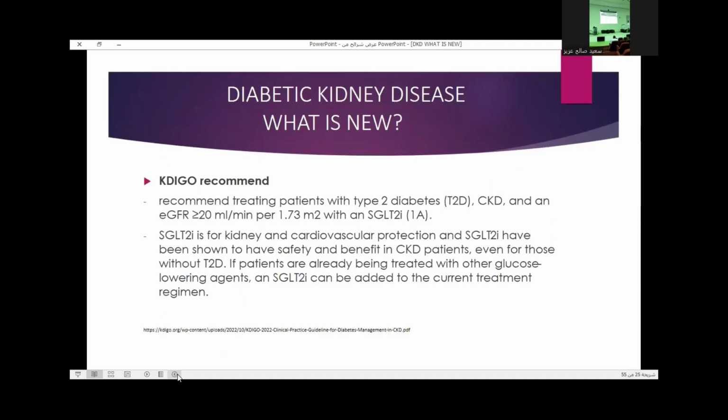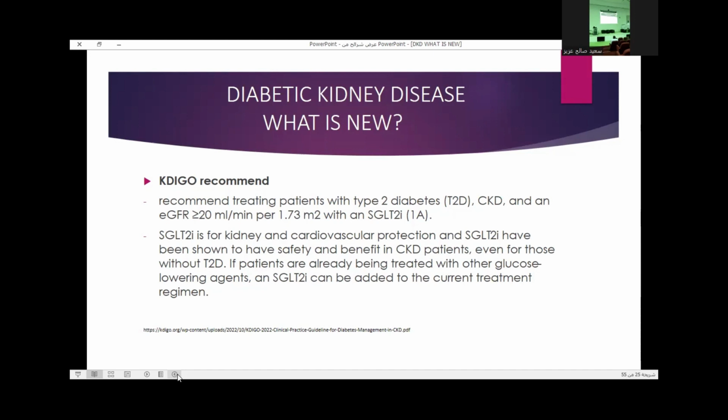So the KDIGO board recommended to use the sodium glucose co-transporter even if the GFR is equal to 20, which seemed to be different from the previous guideline, where they said more than or equal to 30. And in the recent guideline, they start to drop. So it seemed to be a medication that can be used even for stage 4 chronic kidney disease.